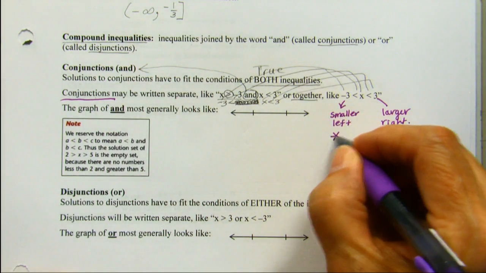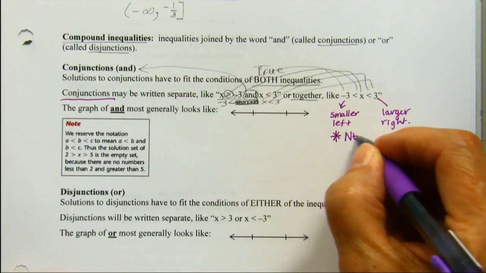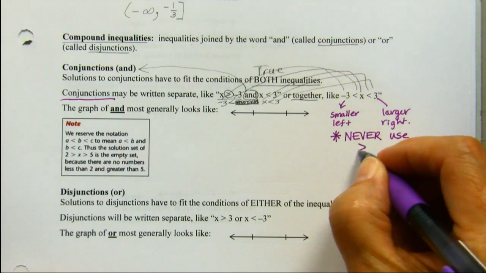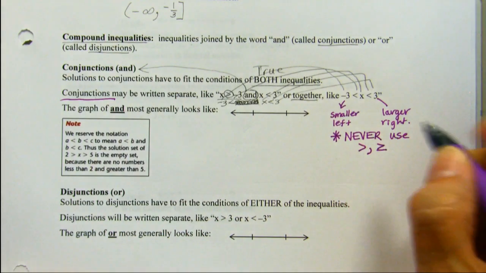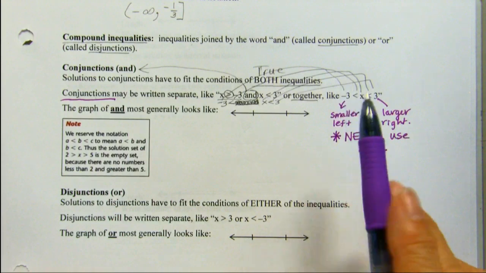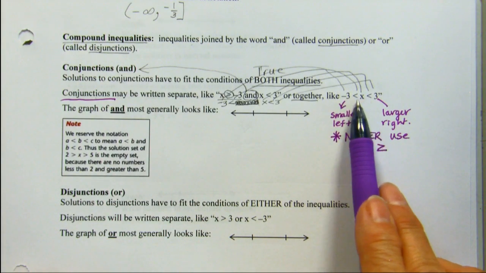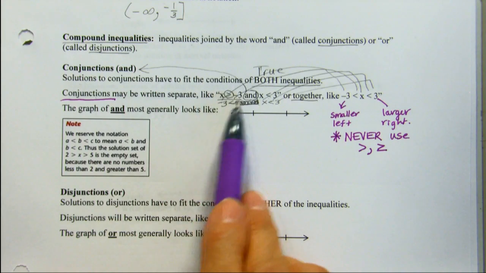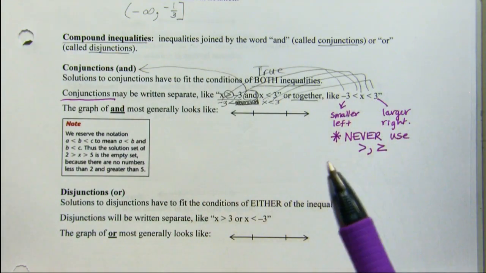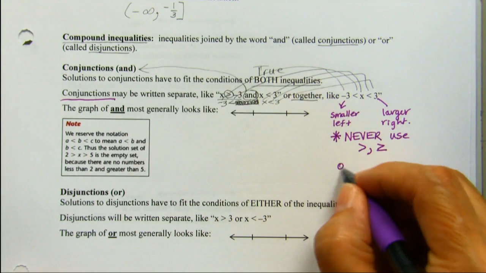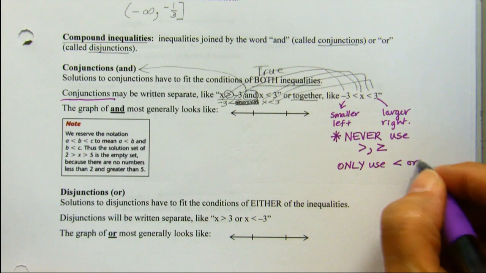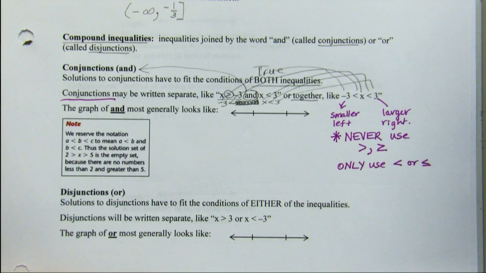So another note, you will never use greater than or greater than or equal to on a conjunction. Notice mine right now are both less thans. Even though one said greater than, I was able to manipulate it and make both of them less than. So you will only use less than or less than or equal to when you're working with a conjunction.